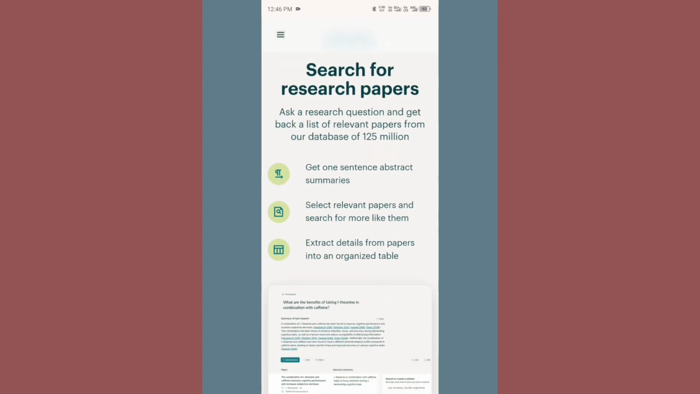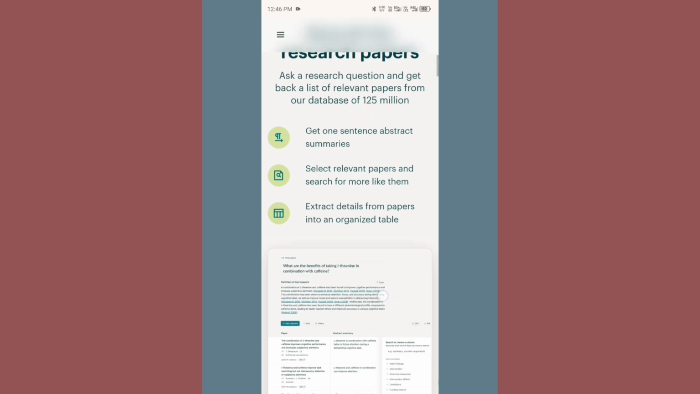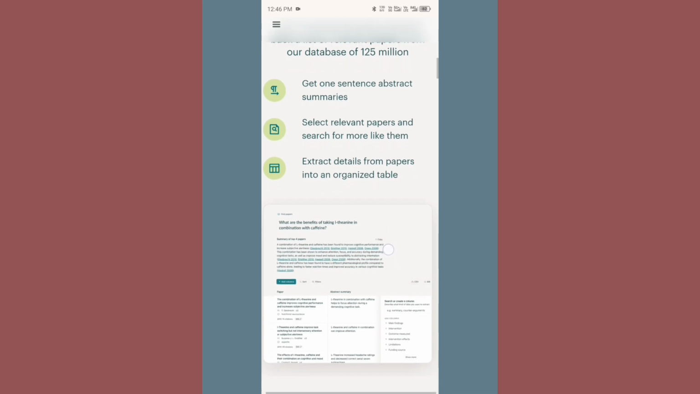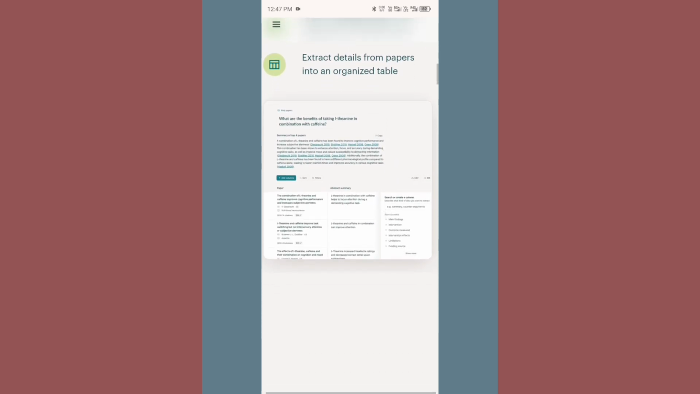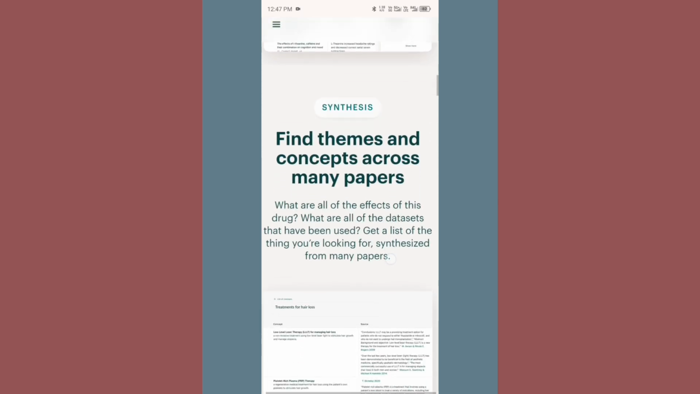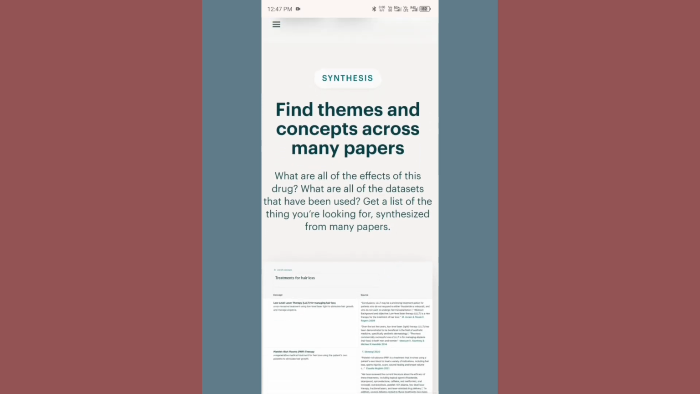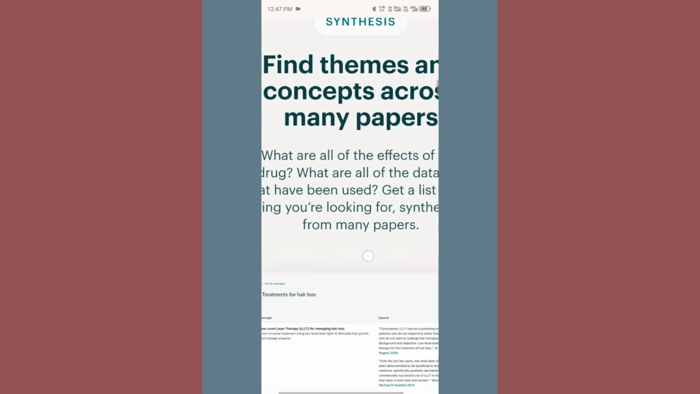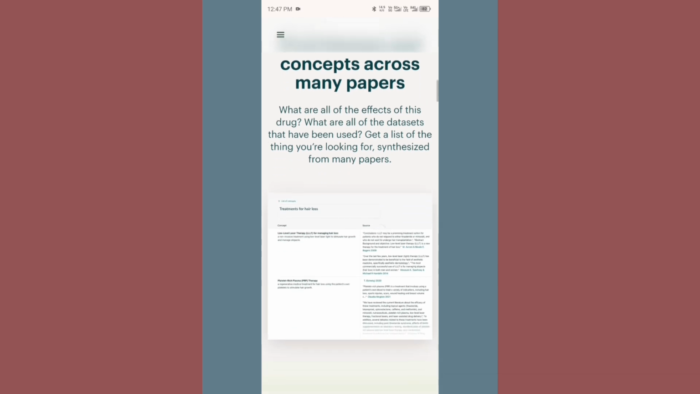These are the features. As you can see, search for research papers, ask a research question, and get a list of relevant papers. Most of us, what we do actually, we actually start by a question in our mind. So that question is this kind of question. 125 million of database or documents are there. These are some examples or sample. It's very interesting. As you can see, there is a synthesis portion. It is the find themes and concepts.